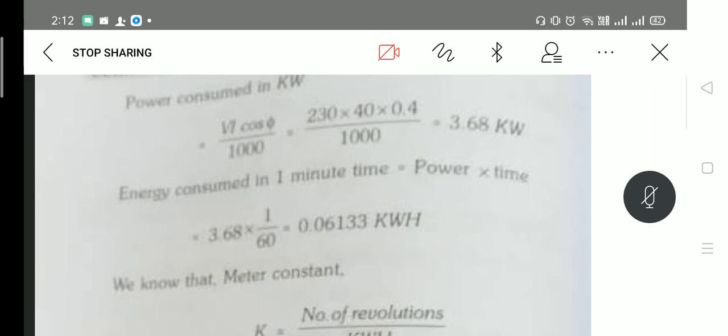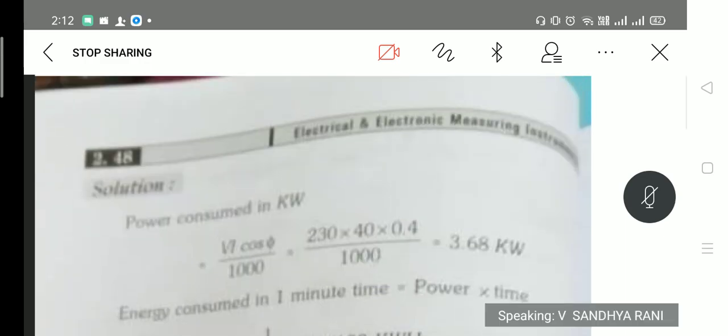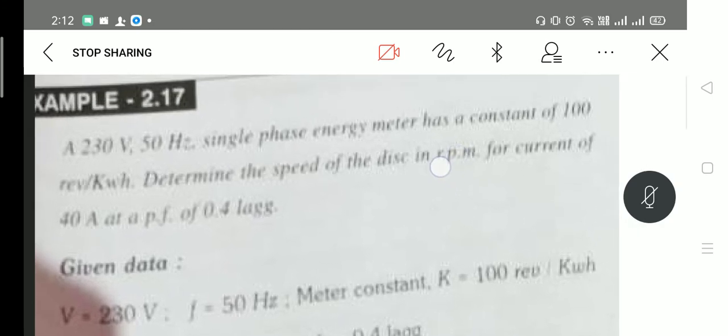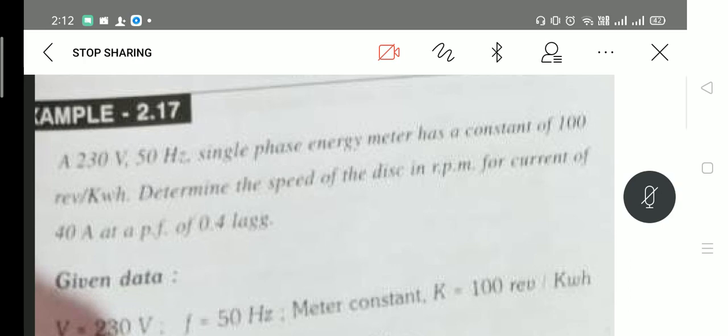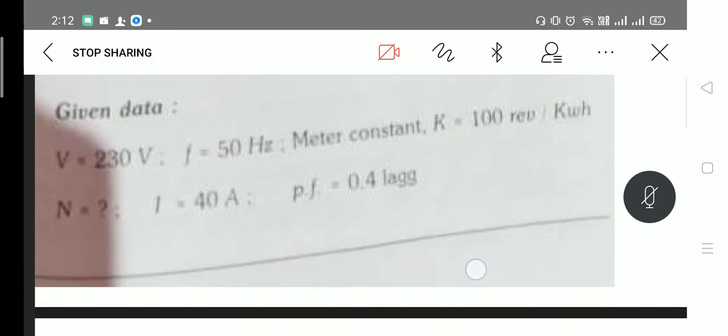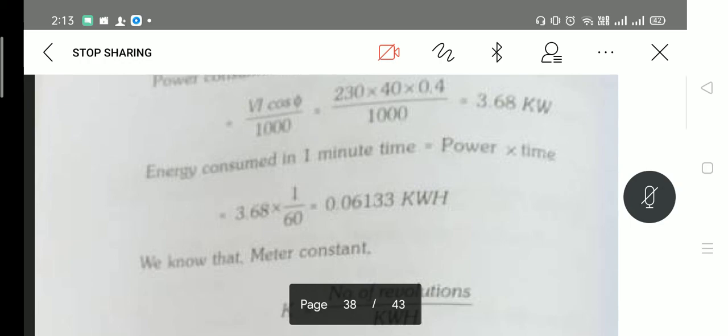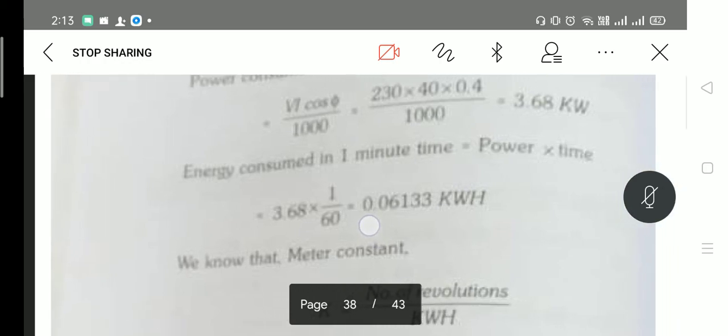Now the energy consumed in 1 minute. He is asking revolutions per minute, so I am taking the time as 1 minute, that is 1 by 60 hour. 3.68 into 1 by 60 gives 0.06133 kilowatt hour. That is the energy we find.